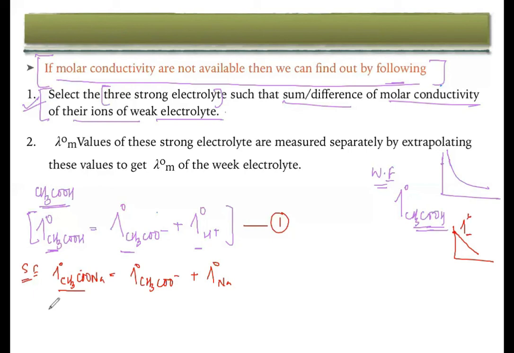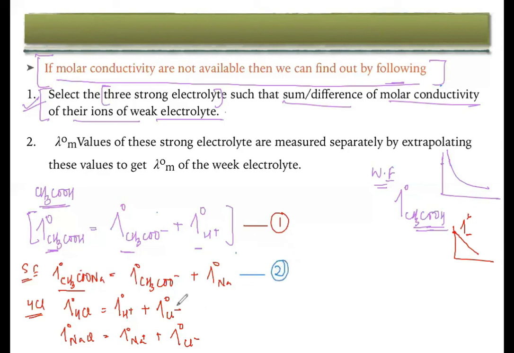Next, let's take the example of HCl. Lambda HCl at infinite dilution will be lambda H plus at infinite dilution plus lambda Cl minus at infinite dilution. This we can easily find out because HCl is a strong electrolyte. Take another example, NaCl: lambda Na plus at infinite dilution plus lambda Cl minus at infinite dilution. Take this equation as equation 2, this as equation 3, and this as equation 4.